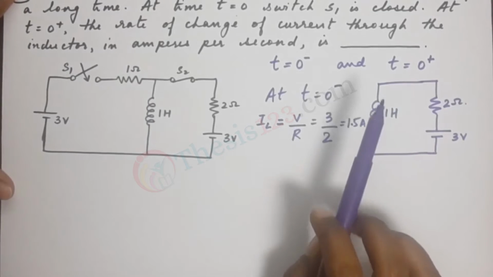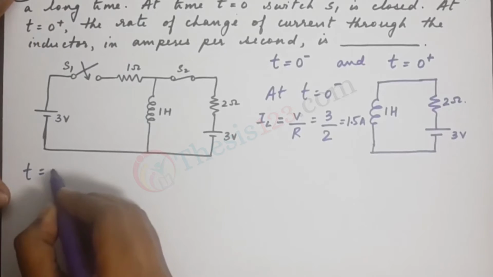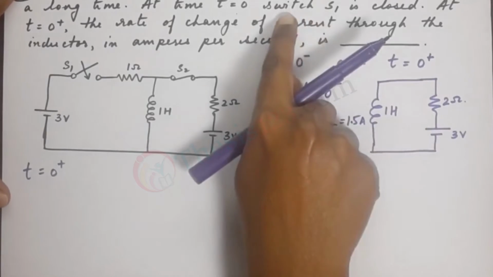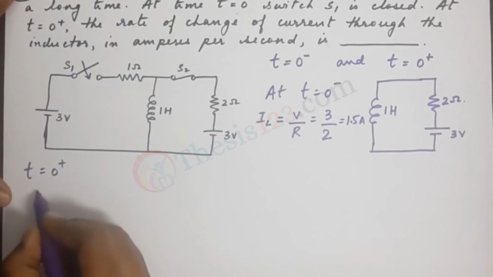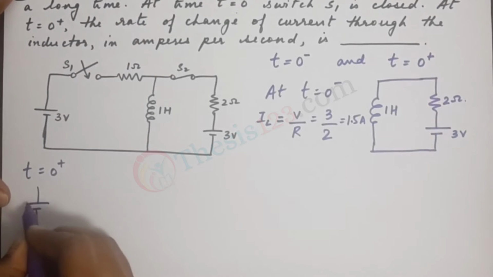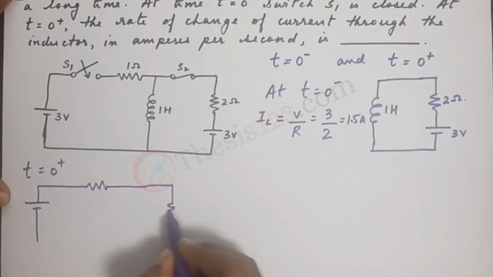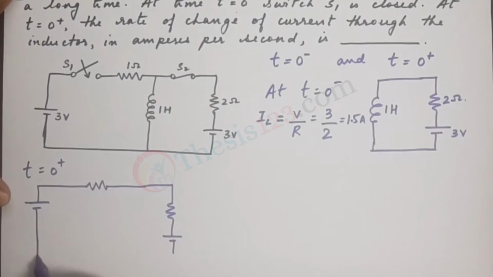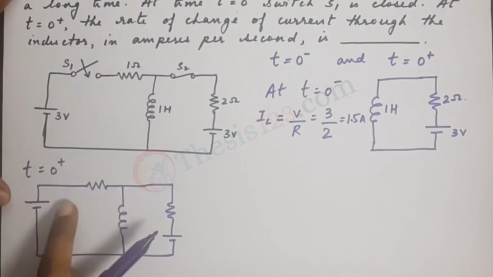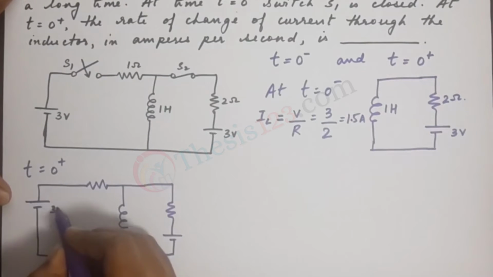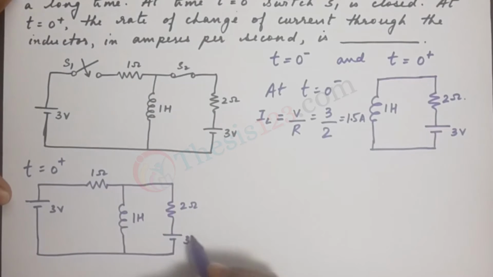Now the next thing we have to do is find out at t equals 0 plus. Let's evaluate. At t equals 0 plus, the switch S1 is closed. Now when switch S1 is closed, we have the entire circuit to consider. So we now have the inductor here. This is what we have where both S1 and S2 are closed. This is 3 volts, this is 1 ohm, 1 Henry, 2 ohms and 3 volts.